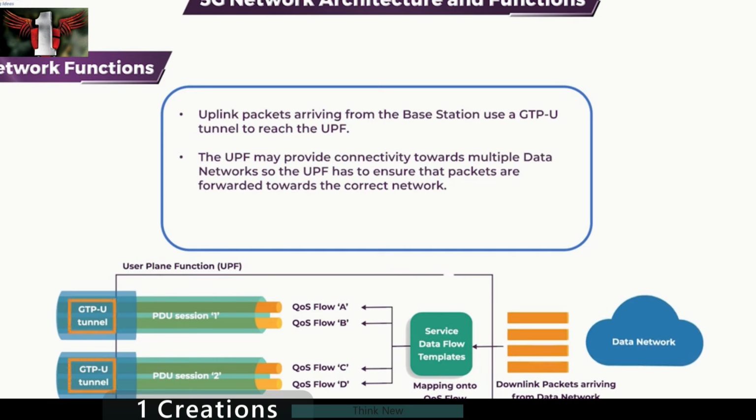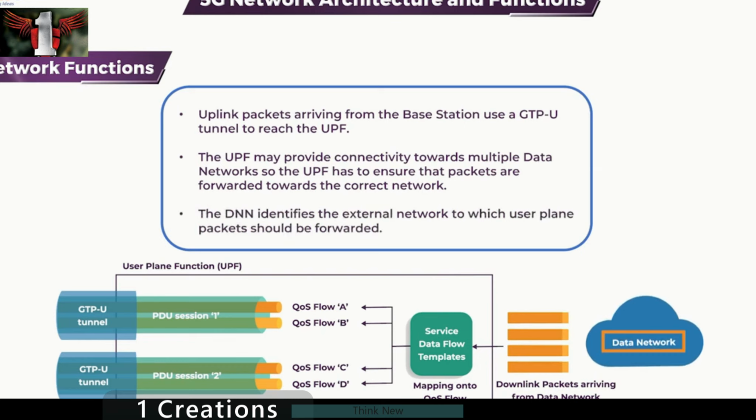Each GTP-U tunnel belongs to a specific PDU session, and each PDU session is set up towards a specific data network name. The DNN identifies the external network to which packets should be forwarded. Thus, the UPF has to keep a record of the mapping between GTP-U tunnel, PDU session, and DNN.